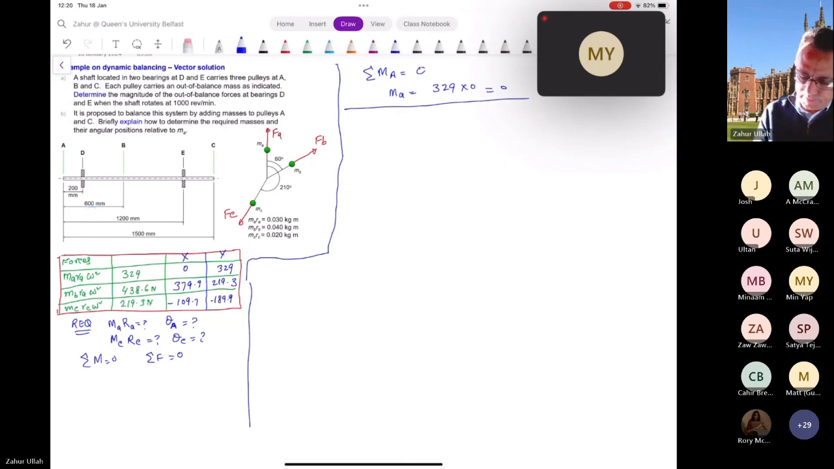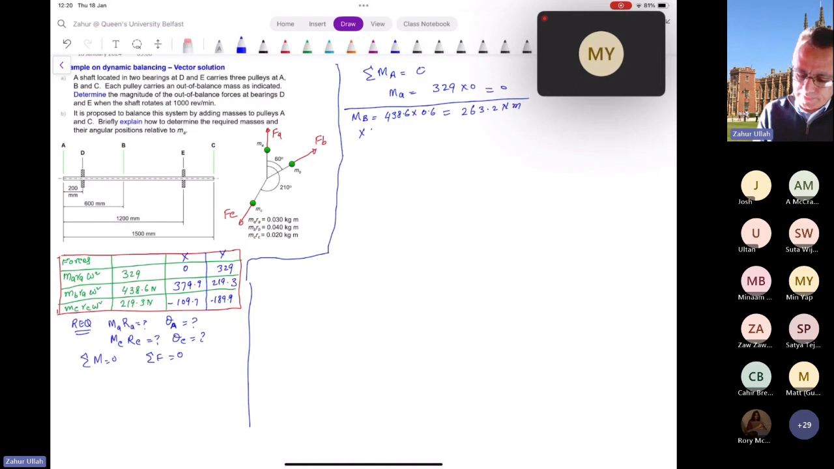Then you can say that MB will be the force, which is 438.6, times 0.6. Now because we are taking moments from A, the distance should be from A, which is 0.6 here. And this will give you the moment, which is 263.2. And this will be Newton meter because this is a moment.